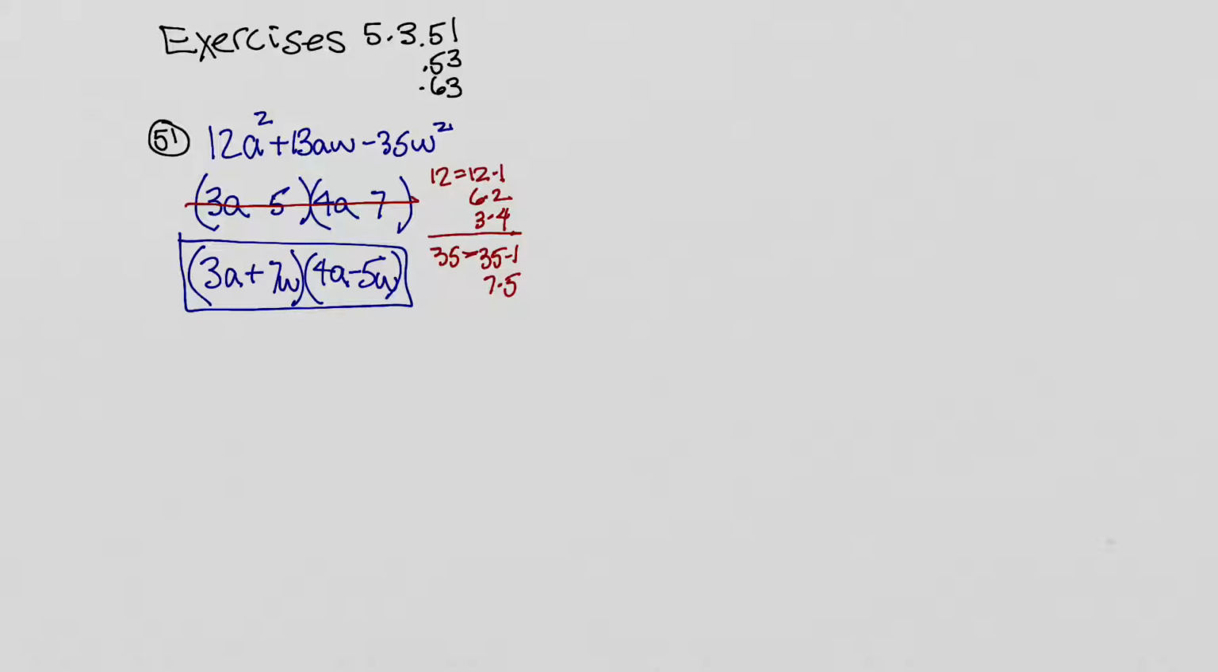Multiply that out. I think you'll see we've got it. Let's do it. 12a squared, right there. Negative 15aw plus 28aw, so 28aw minus 15aw is a 13aw. Positive 7w times negative 5w is negative 35w squared. We've got it.